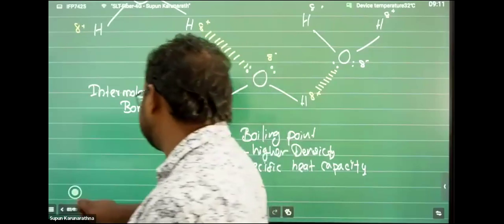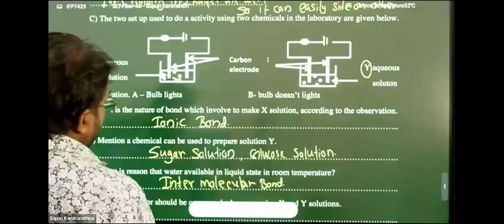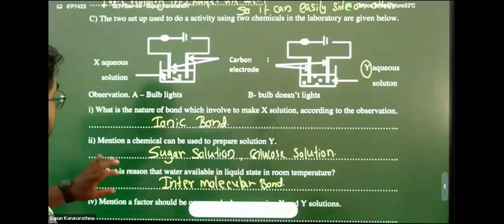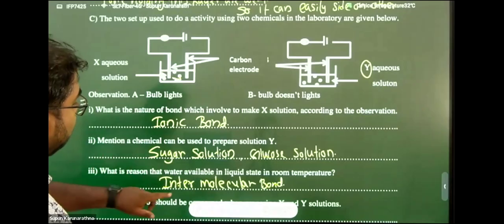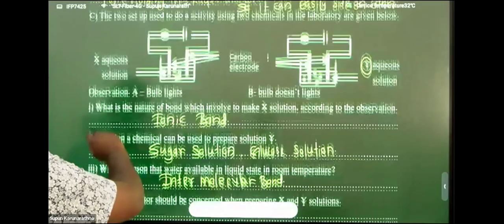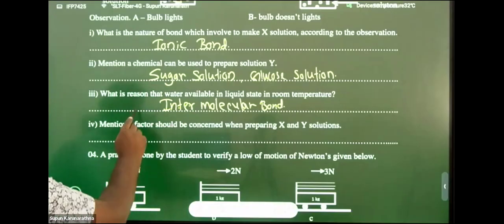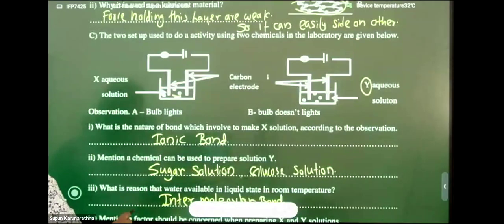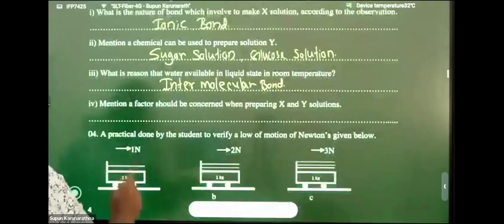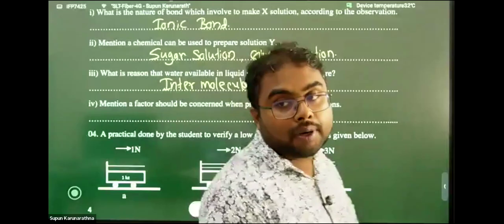So let's come back to our paper. It asks what is the reason that water is available as a liquid at room temperature. Due to the intermolecular bonds. Next: mention the factors that should be considered when preparing X and Y solutions. X is an ionic solution, Y is a covalent solution. So what are the things we want to consider?